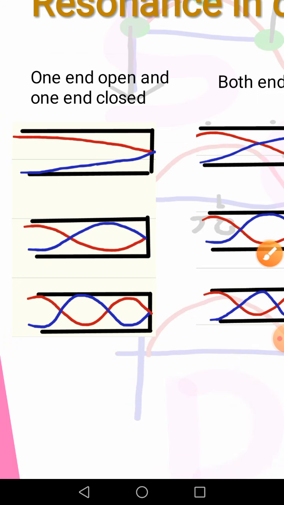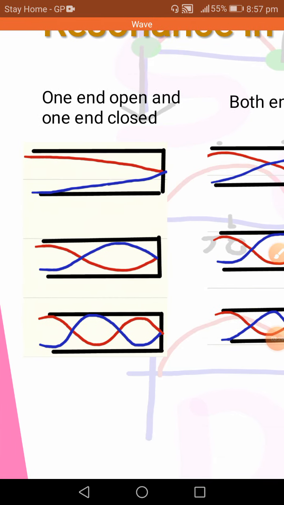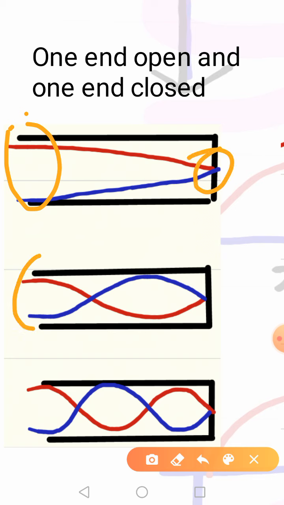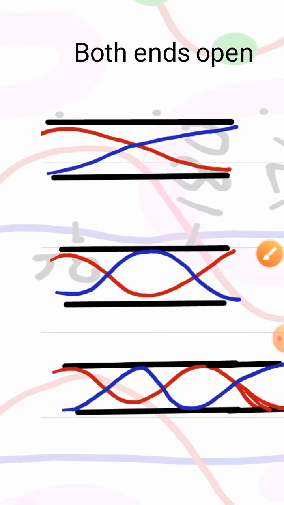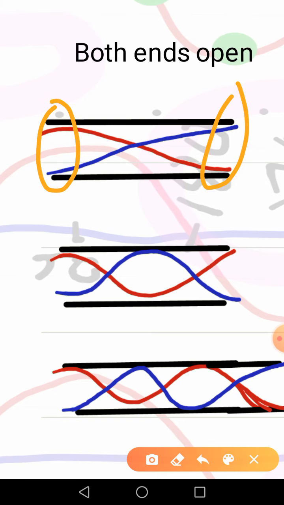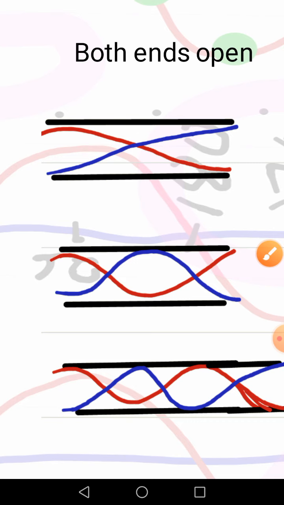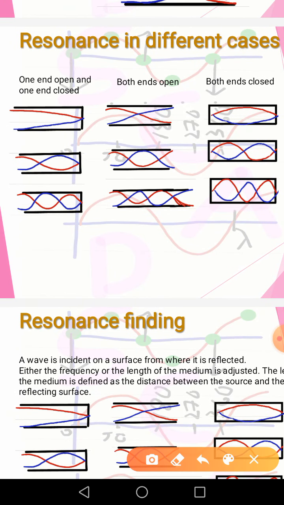So these are the different kinds of resonance. Look, here is the open end. So you have antinode, node, antinode, node, antinode, node. Here we have both ends open, so at both ends we have the antinode. And if both ends are closed, then we have nodes at both ends. That's so simple.